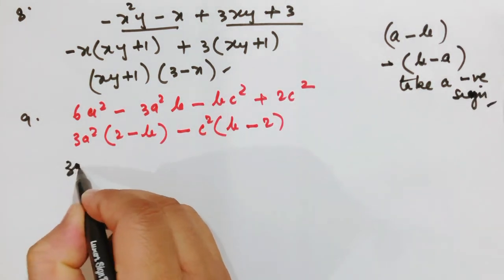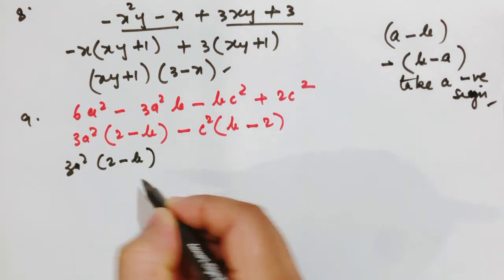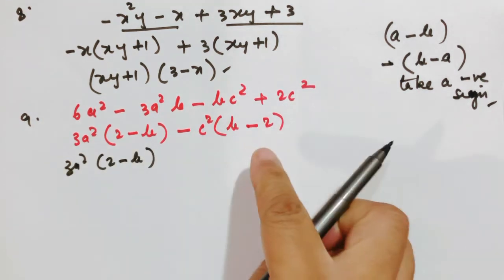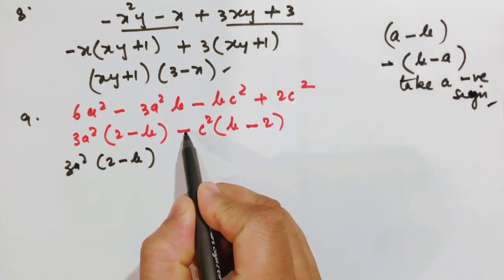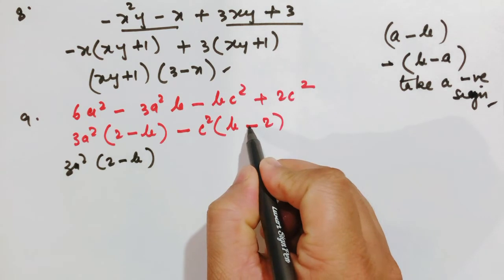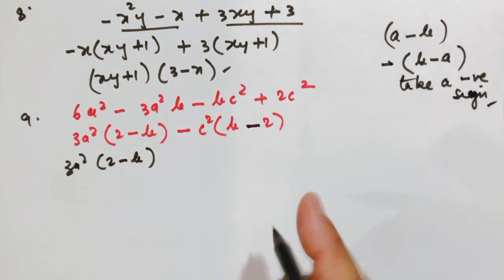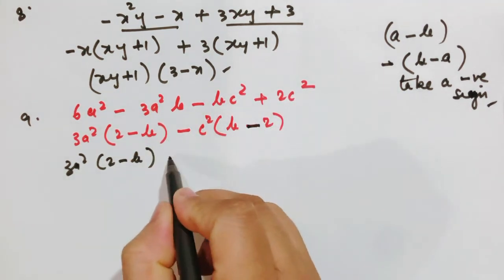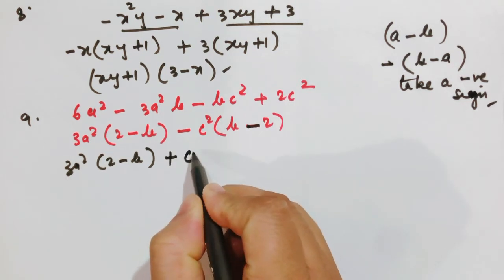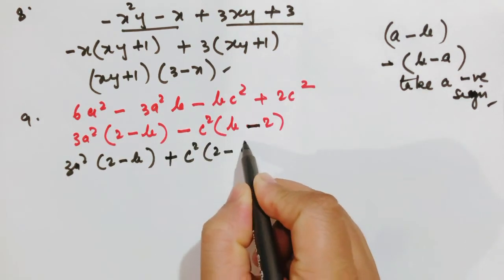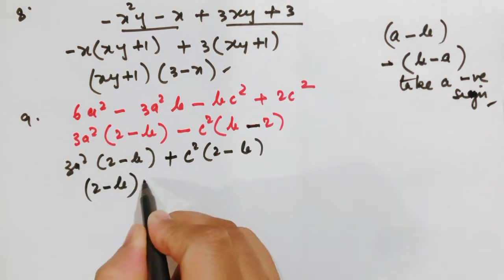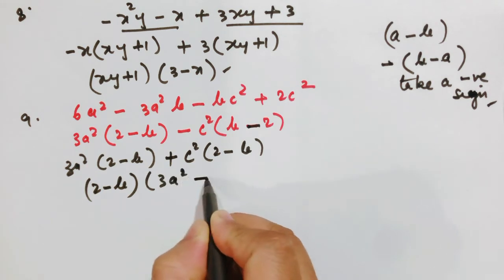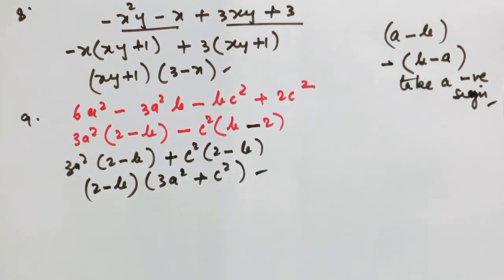So 3a square 2 minus b. If I take the negative sign out over here, so one more negative is over here. Let us take this minus sign out. So here you will have minus and minus, so this sign will change. Plus c square 2 minus b. So now you take 2 minus b as common. You will be getting 3a square plus c square. Okay, simple, nothing like that.